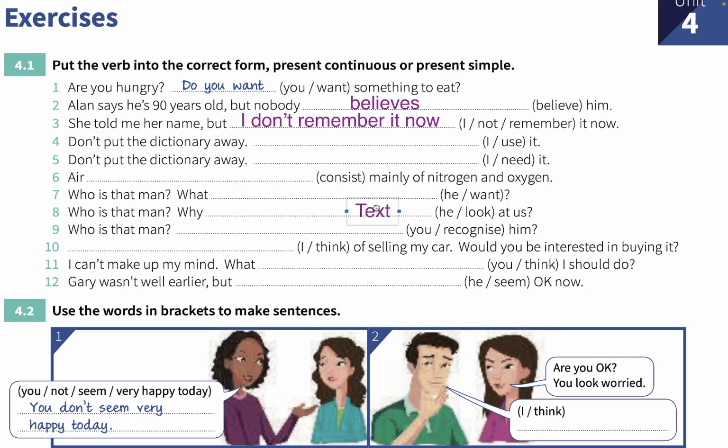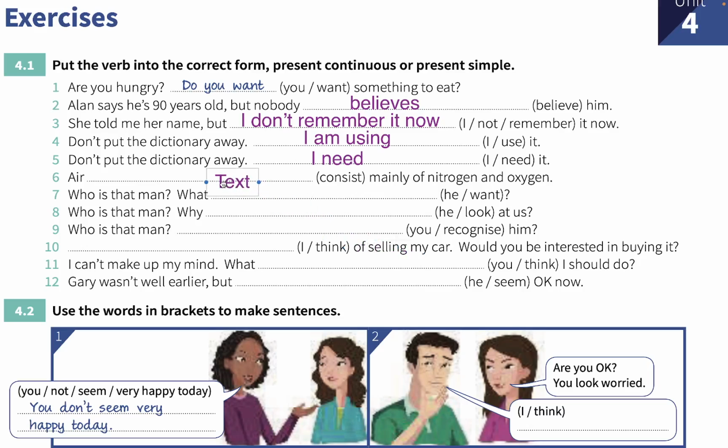Number 4. Don't put the dictionary away. I am using it. Yes. It's I am using it. Number 5. Don't put the dictionary away. I need it. Yes. I need it.